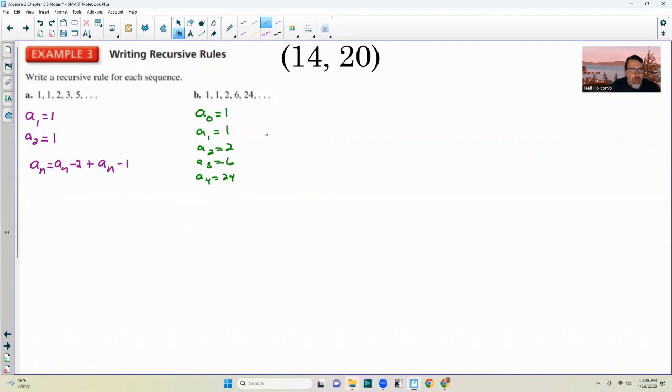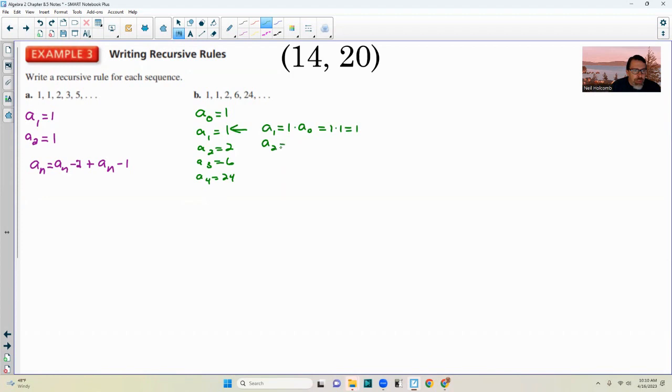So a sub 1 equals 1. And that's equal to 1 times a sub 0. So I'm just looking at a sub 1 now. So what does a sub 1 equal? Well, it equals 1 times a sub 0. Because a sub 0 is 1, and 1 times 1 is 1. So that works. So let's try that.